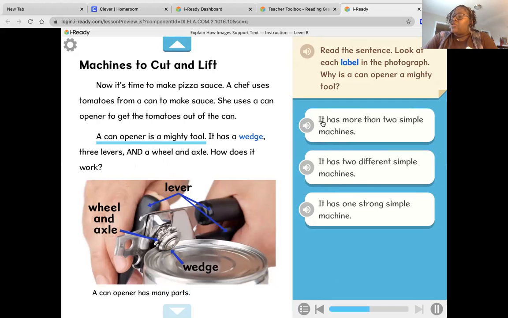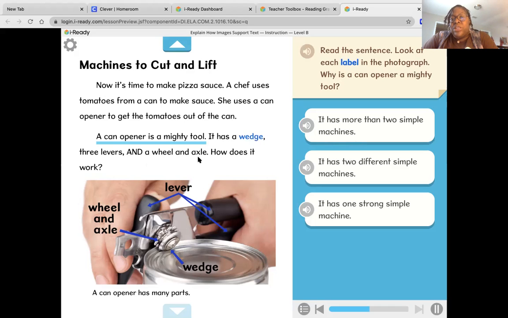Remember, there are good answers, but we're always looking for the best. That's right. It has more than 2 simple machines. Well, let's look. It has a wedge, which is a simple machine. It has 3 levers and a wheel and axle. So yes, that is more than 2 simple machines. Let's see if we can find a better answer, or is that the best?